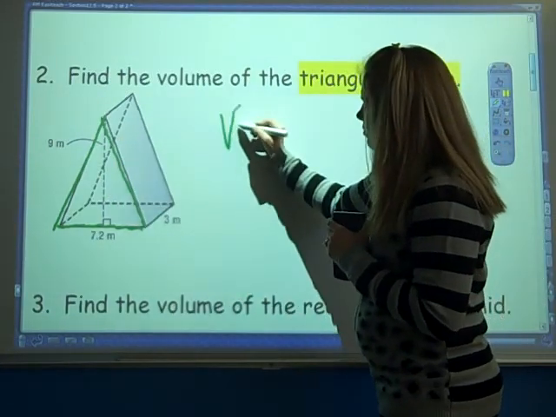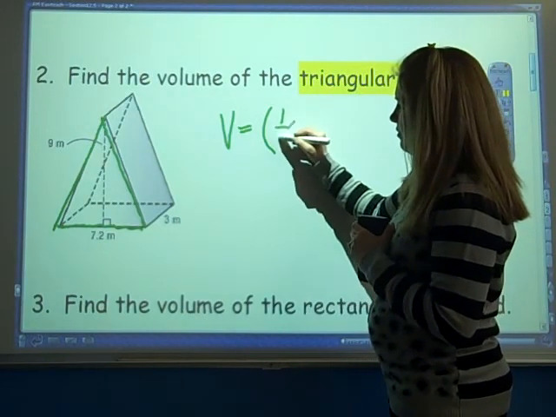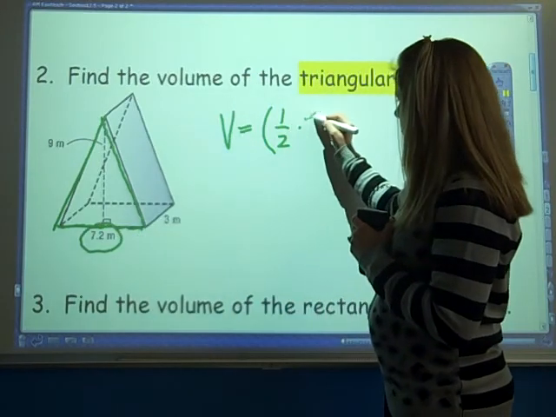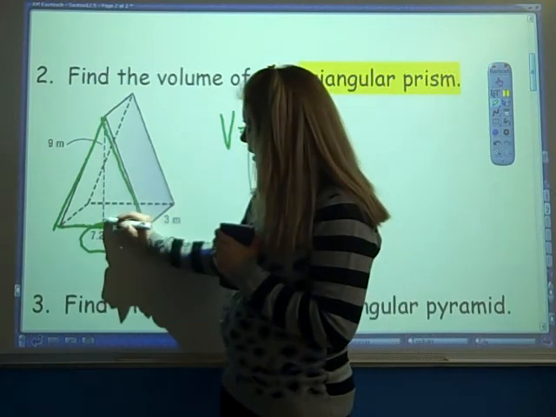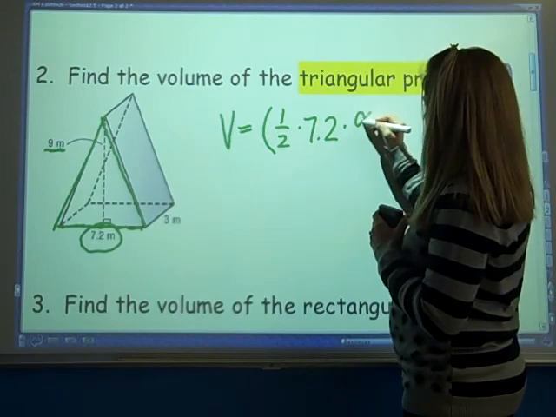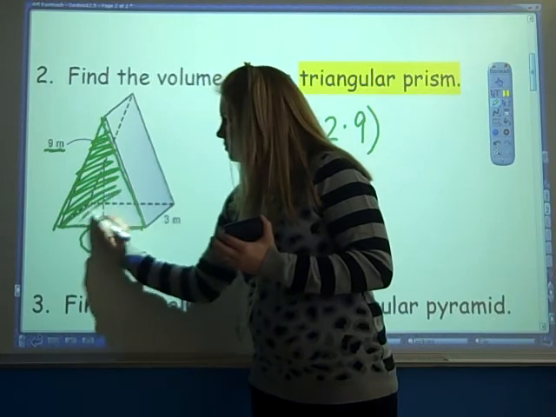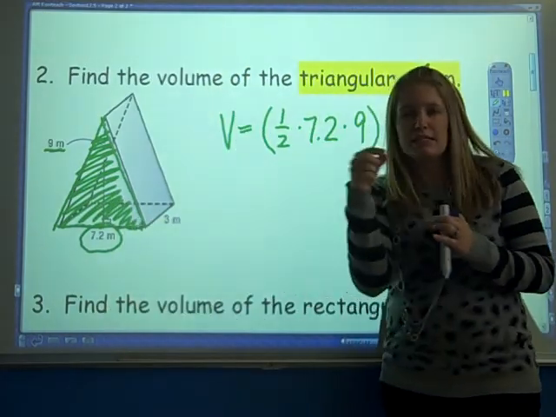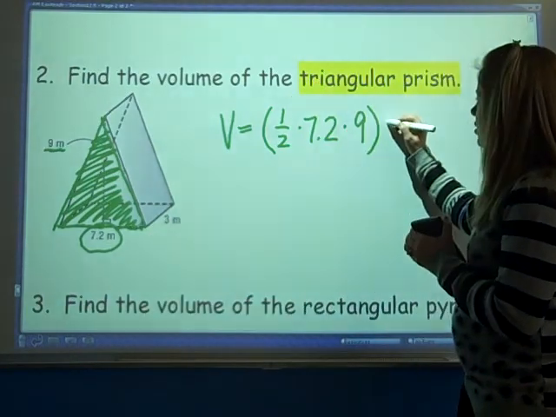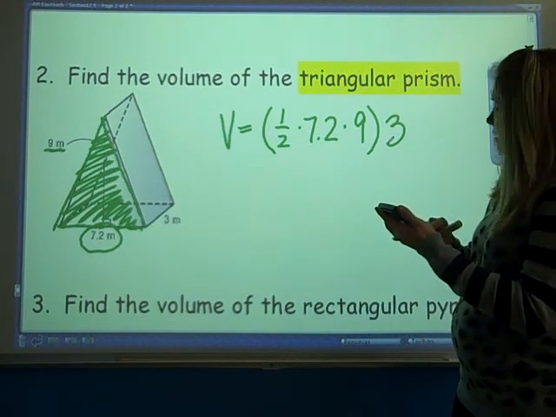So that volume, your base is a triangle. Formula for a triangle is a half times the base of the triangle, that would be this 7.2, times the height of your triangle, which is what this 9 is trying to point to. That would be the area of our base, our triangle. The height is the distance between the two bases. Our height is 3. So times 3. So we're going to do 0.5 times 7.2 times 9 times 3.